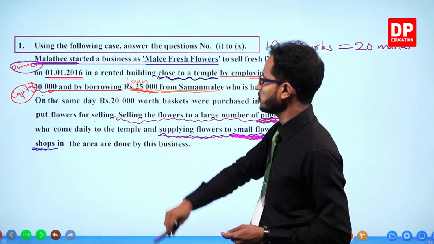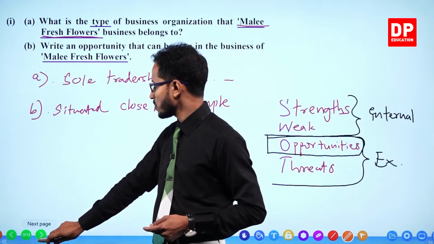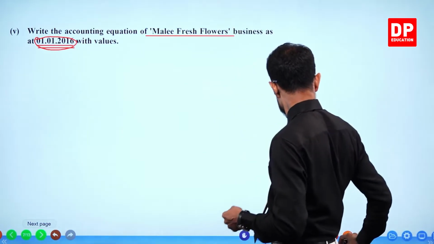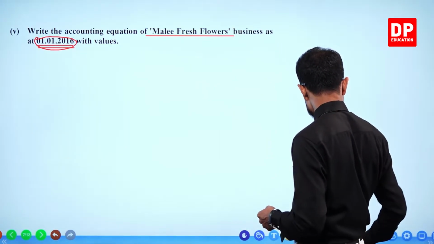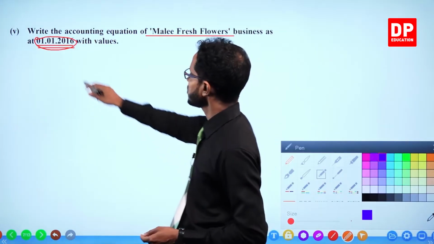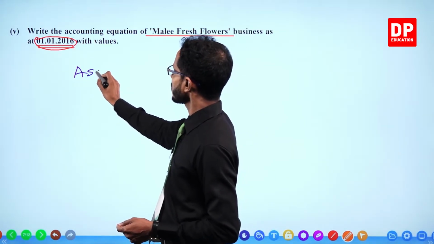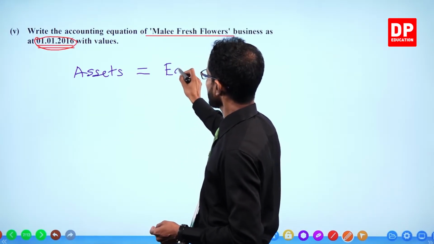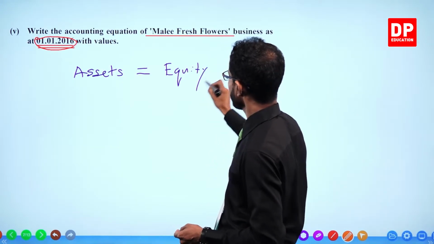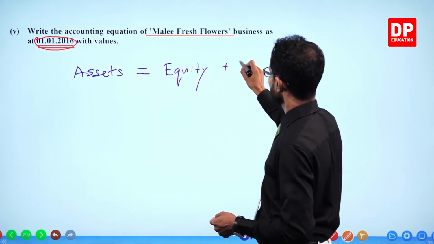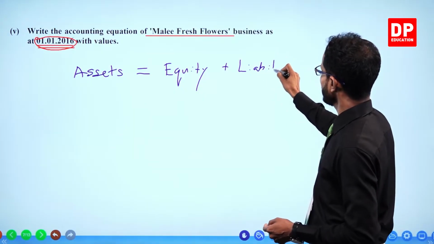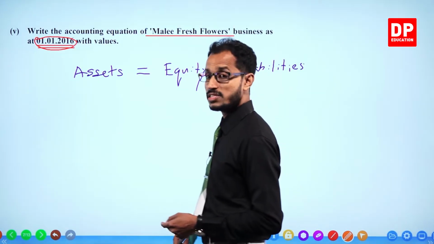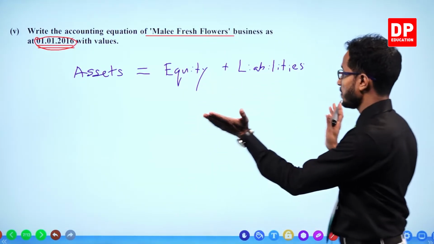25,000 is the loan. Now we know the assets of the business. How much? First, you have to write the accounting equation, children. Don't forget to write the accounting equation. Assets equals equity plus liabilities. Okay.